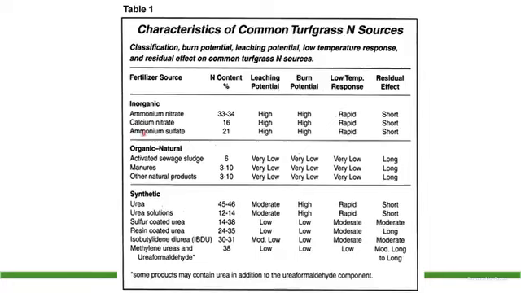Inorganic forms of nitrogen, like ammonium sulfate, also tend to be very soluble in water, so they have a high burn potential. Okay, but one thing which we'll talk about next is slow release fertilizers generally don't release as well when the temperature is low as when it's hot.